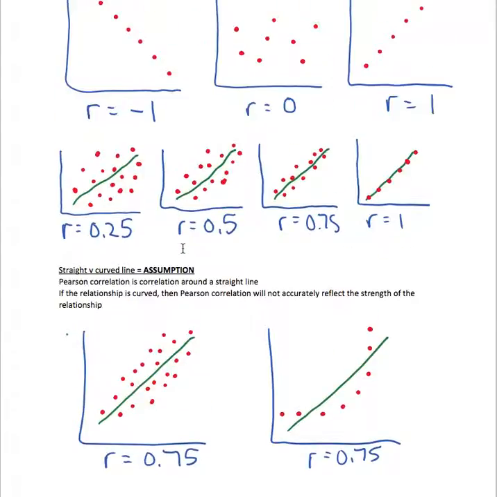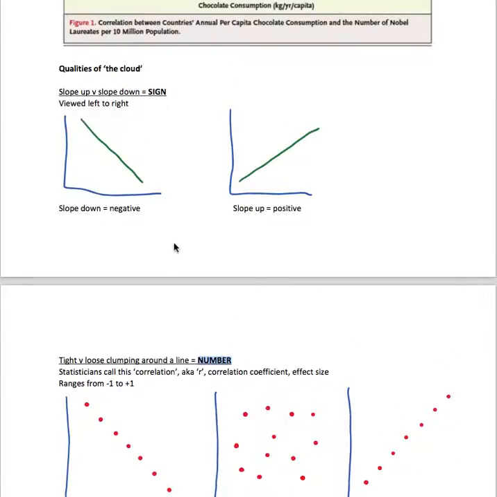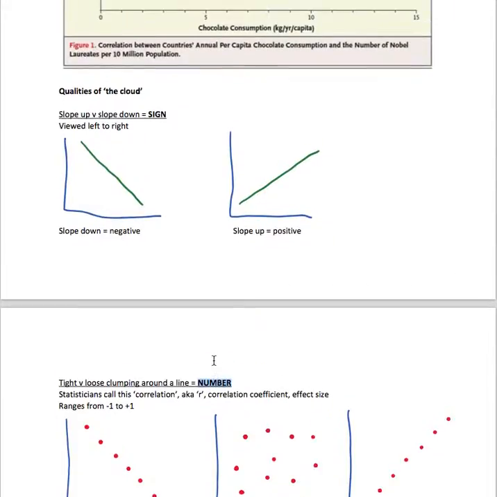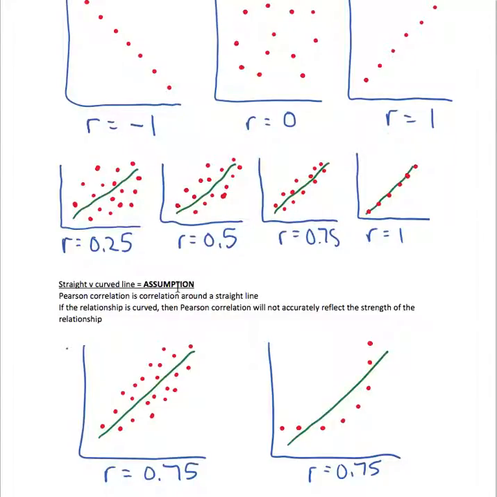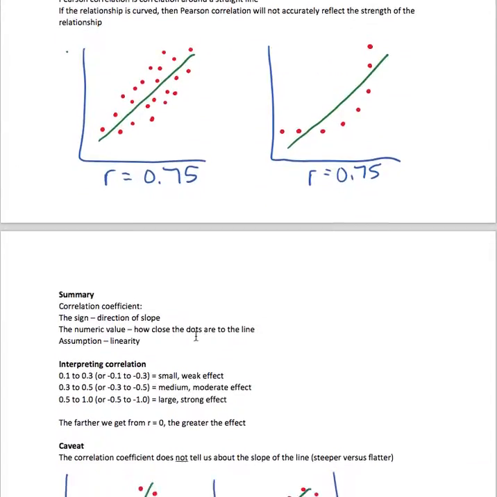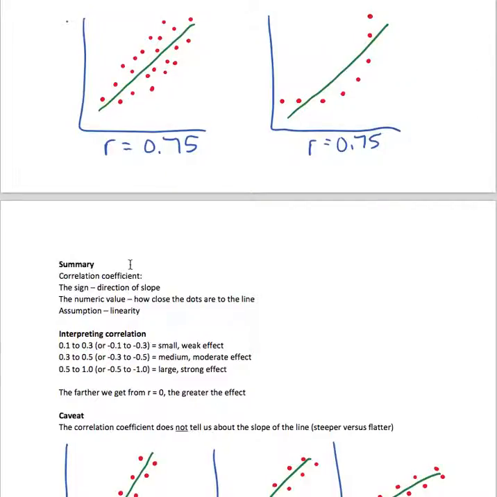And so we have three things going on here. We have the sign of the correlation coefficient, we have the numeric value of the correlation coefficient, and then we have an assumption of the correlation coefficient. So those three qualities really are helping us to know something a little bit more about that correlation coefficient. Okay, final page. So in summary, the correlation coefficient has a sign which tells us the direction, up or down, of the slope, and the numeric value tells us how close the dots are to the line.